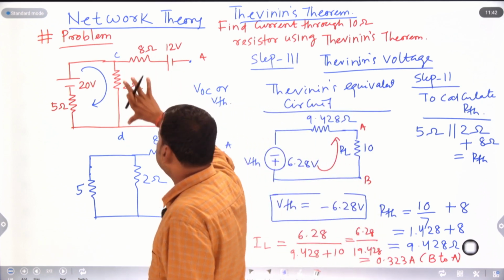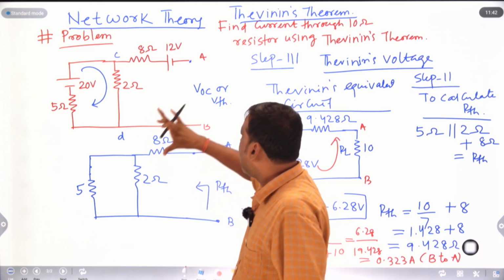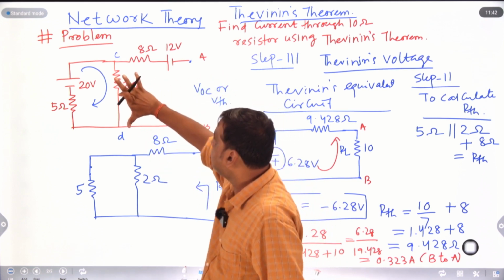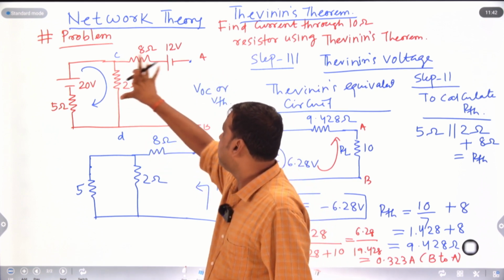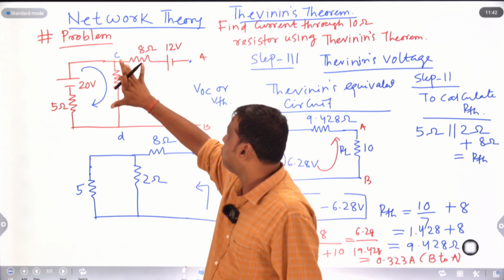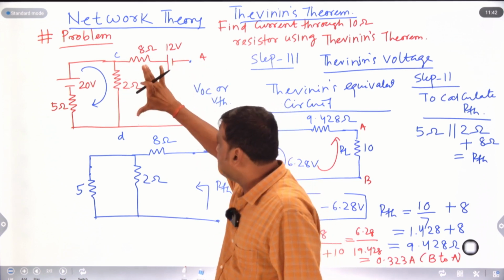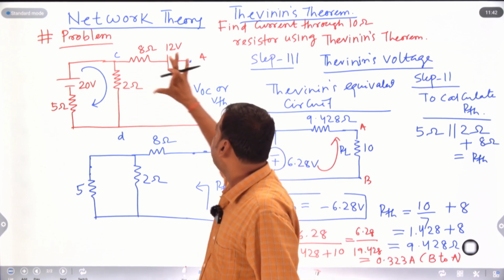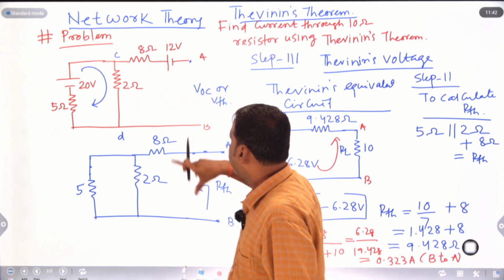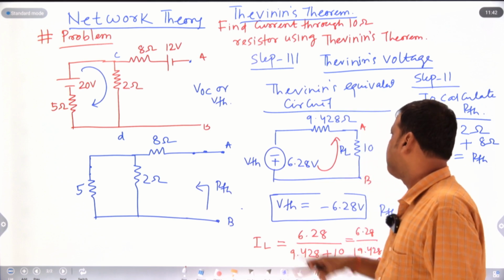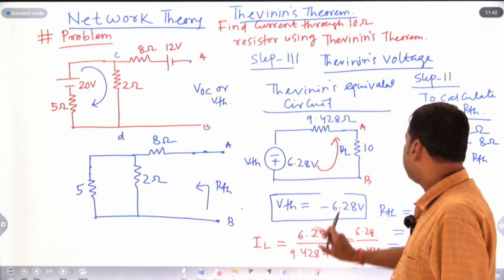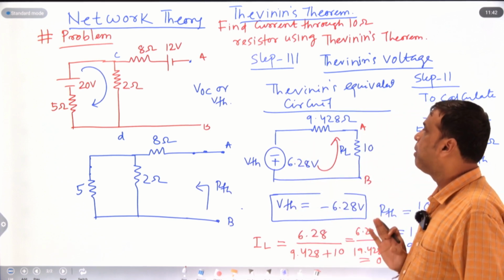Then a little understanding of how to calculate VTH. Previously, when it was disconnected, there is no current flow through this branch. You only have to consider this voltage source. So VCD minus 12 minus VTH equals 0, then you can calculate VTH. So VTH comes negative, that is minus 6.28 volt. This is all about step 1.